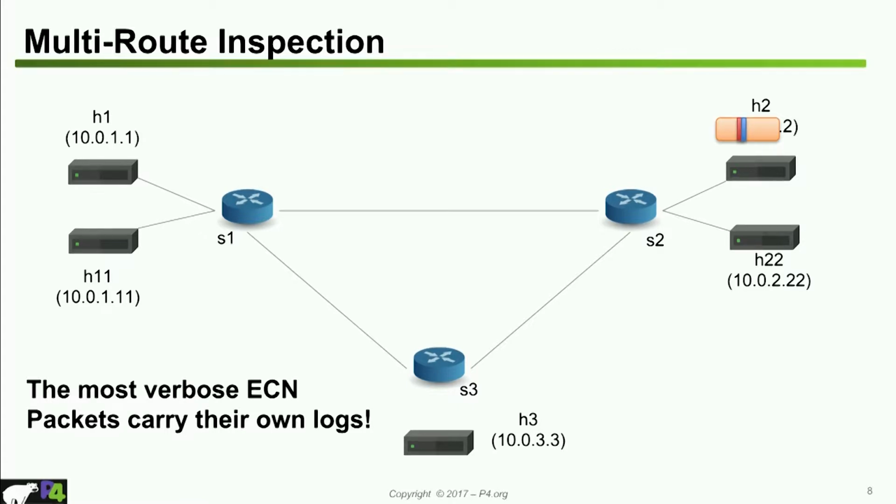So we're calling this approach multi-route inspection, or MRI for short, and this is what we want to implement in the second exercise. These headers are custom headers, so you can really define them any way you want, but here we've just decided to use IPv4 options for putting these statistic records.